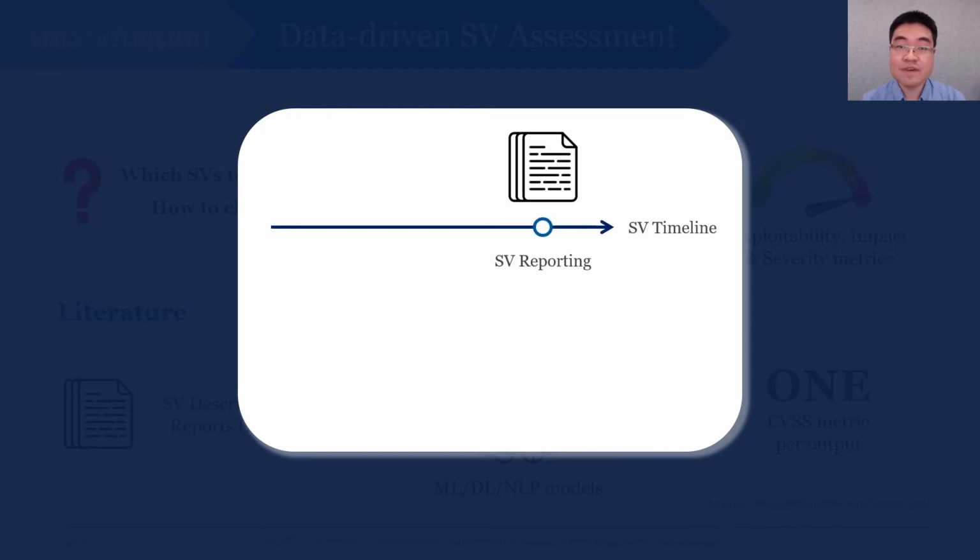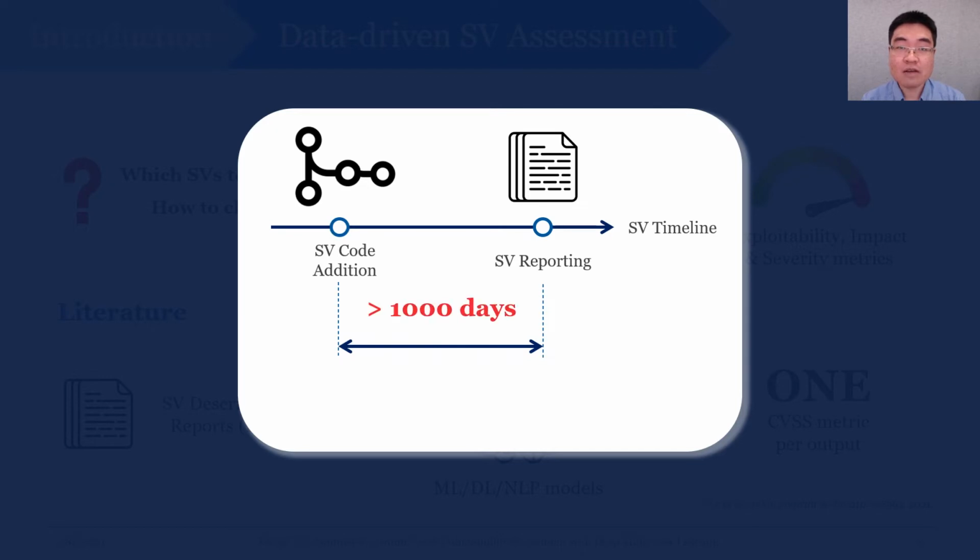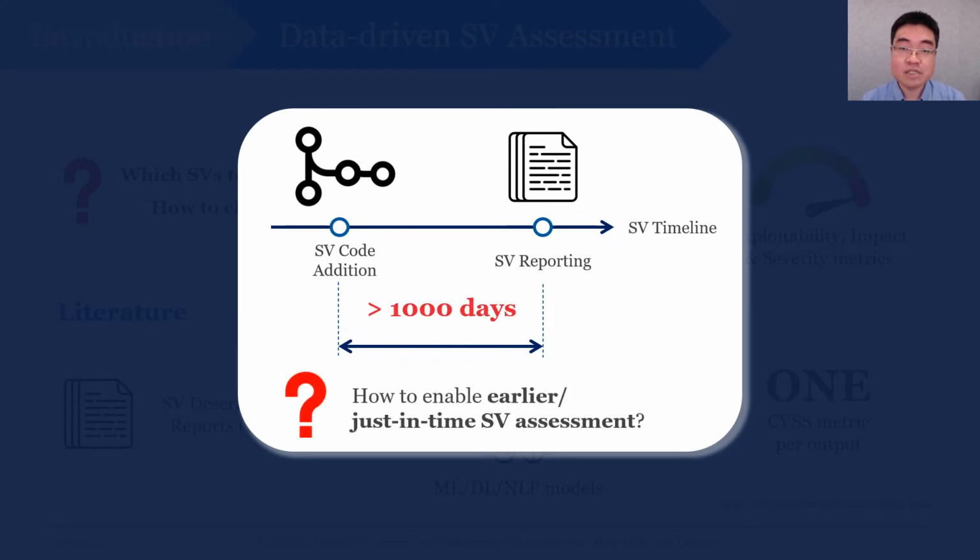However, our analysis found that these vulnerability reports required for current assessment techniques are not published close to when these vulnerabilities are first added to a project as part of code commits. Actually, the time gap is more than 1,000 days or 3 years on average, potentially leaving software projects open to cyber attacks for a very long time. Here, another important question arises: how can we bridge this time gap and perform vulnerability assessment earlier or just in time when these vulnerabilities are first injected into a code base?